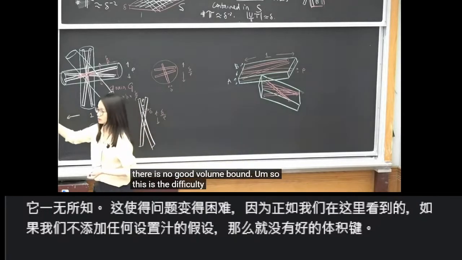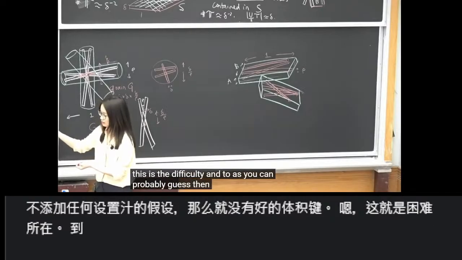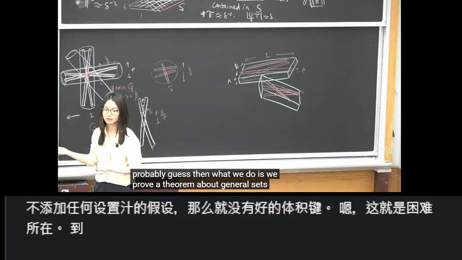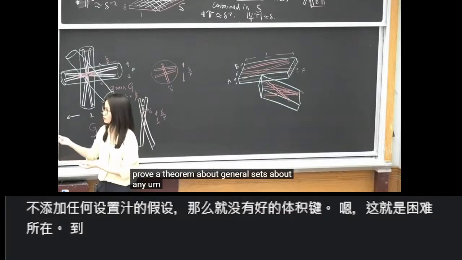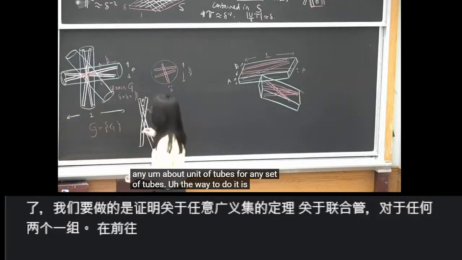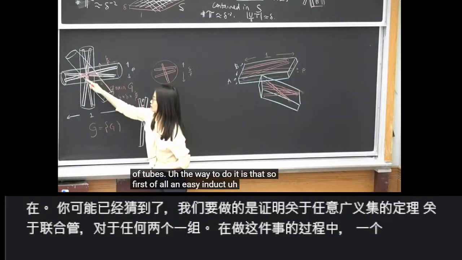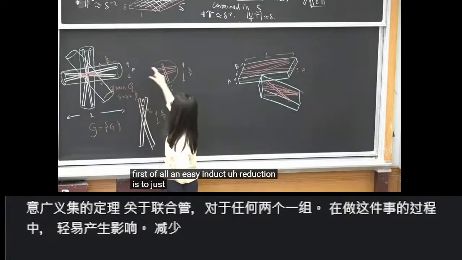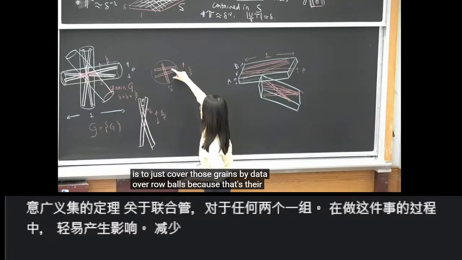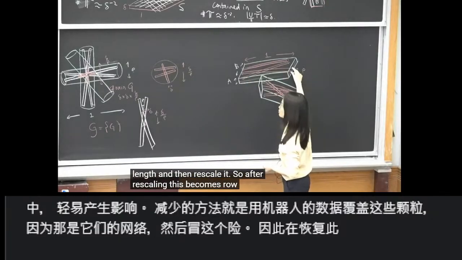So this is the difficulty, and as you can probably guess, what we do is we prove a theorem about general sets, about union of tubes for any set of tubes. The way to do it is, first of all, an easy reduction is to just cover those grains by delta over rho balls, because that's their length, and then rescale it. So after rescaling, this becomes rho tubes.